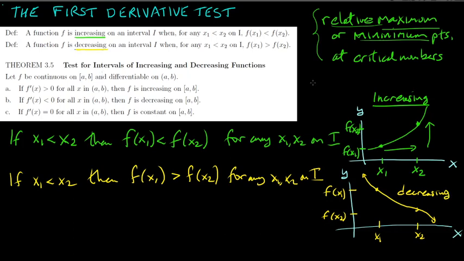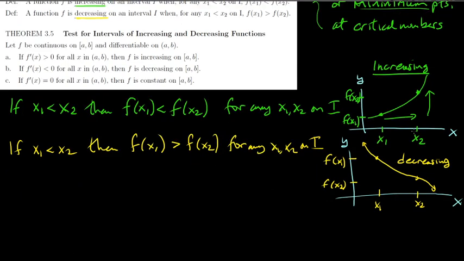But as it turns out, there's a much easier way to determine whether a function is increasing or decreasing, rather than have to check all these pairs of points, these x1s and x2s. You have to check that this condition is satisfied for every possible x1 and x2. That usually is not feasible. It's not possible to do that. It'll take forever. So theorem 3.5 will give us a much easier way to determine whether a function is increasing or decreasing on a given interval.